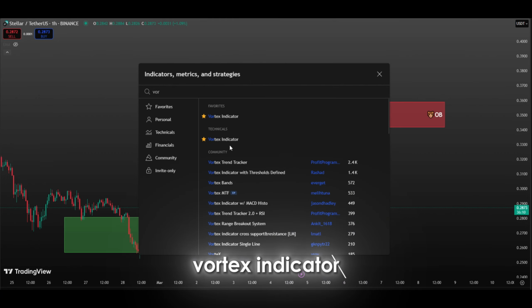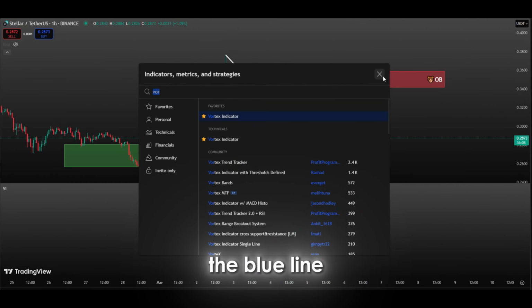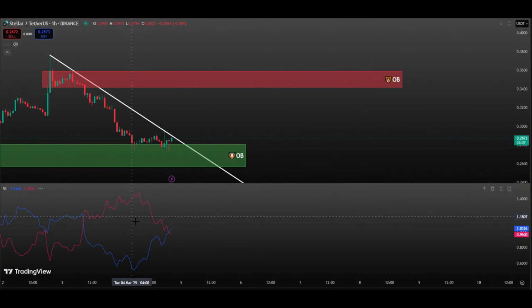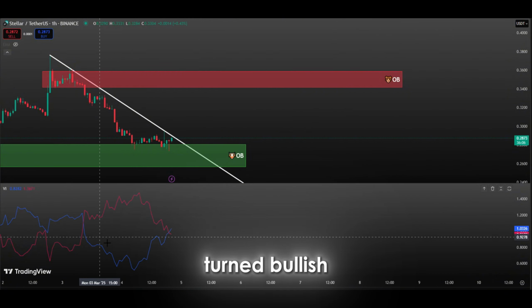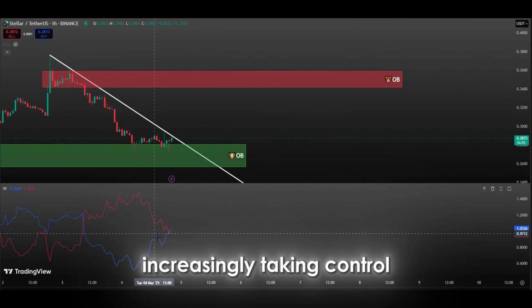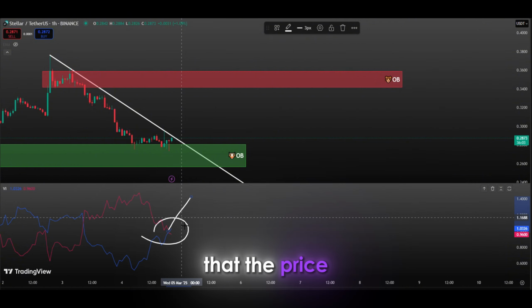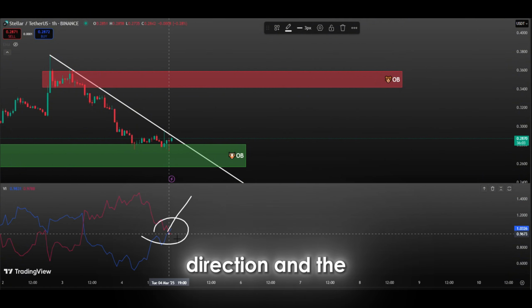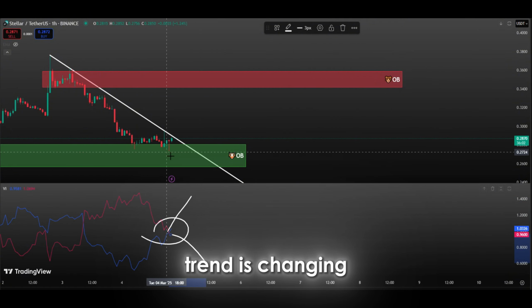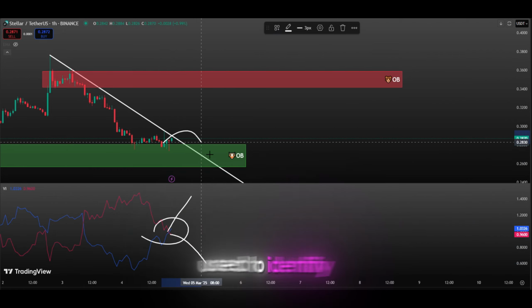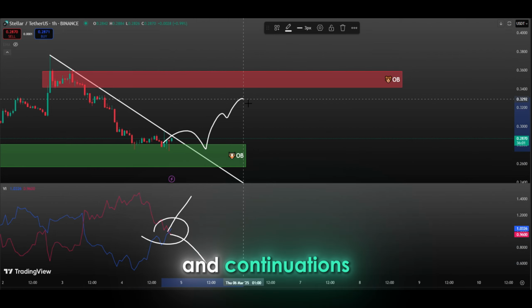Looking at the vortex indicator, we see that the blue line has moved above the red line. This indicates that the market has turned bullish and buyers are increasingly taking control. An upward crossing of the blue line on the vortex indicator is generally considered an important signal that the price is gaining momentum in the bullish direction and the trend is changing. This indicator is a powerful tool used to identify trend reversals and continuations.